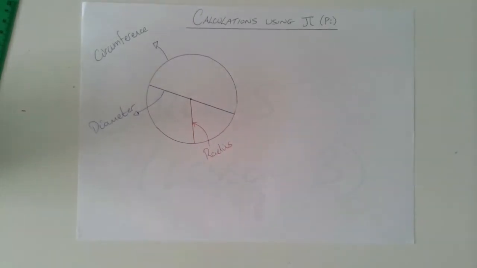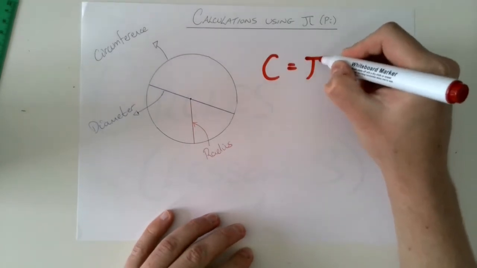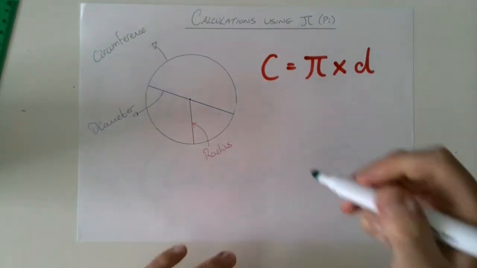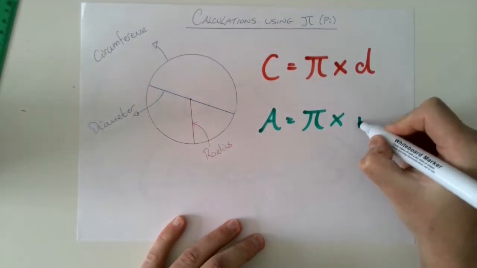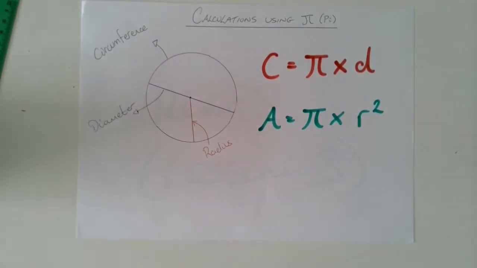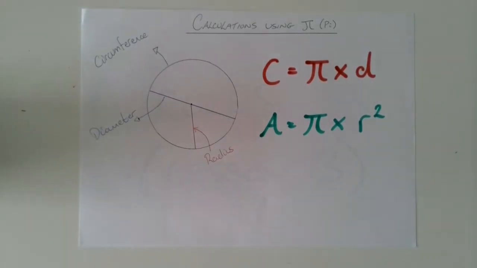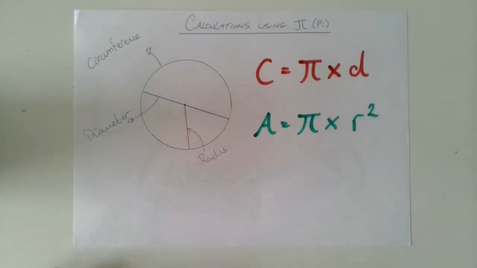Okay. Now, there are two formulas which I asked you to write down last lesson, which hopefully you've got, which is that the circumference you can work out by doing pi times diameter. And you can also calculate the area of a circle by doing pi times r squared, or pi times radius squared. And these are the two formulas that you're going to need for today's lesson, and in a lot of your maths lessons over the next few years. So it's really important you remember these two formulas.